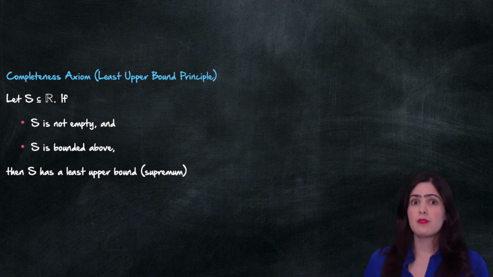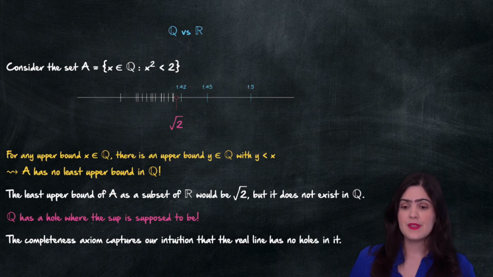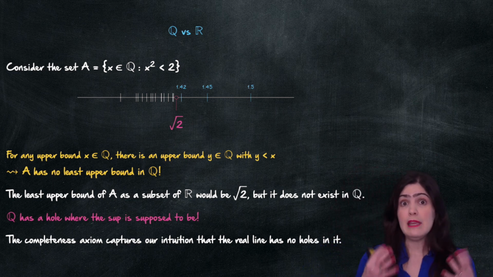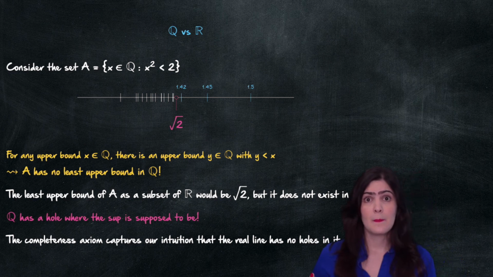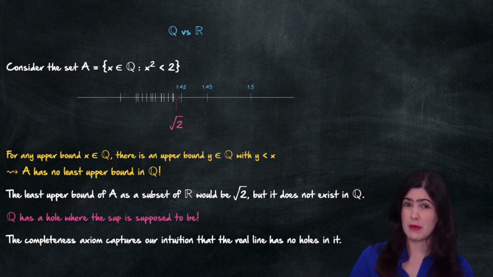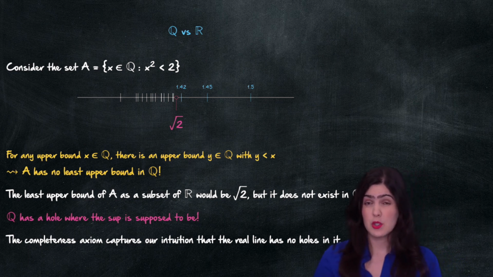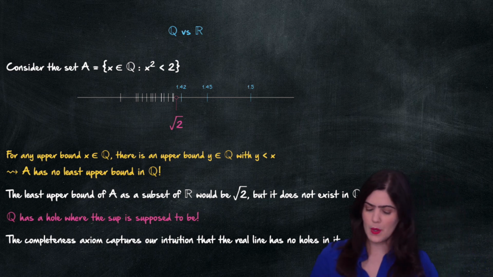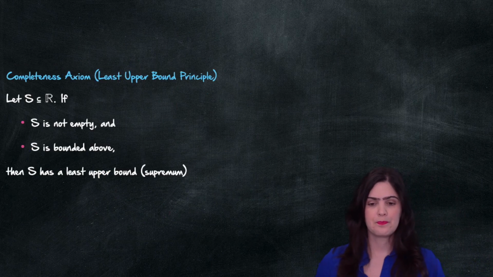That didn't happen with the rationals, right? We had this set here that has infinitely many upper bounds, but it doesn't have a least upper bound in the rational numbers. It has a least upper bound, square root of 2, as a real number, but not a rational number. Okay, and we're going to show that.